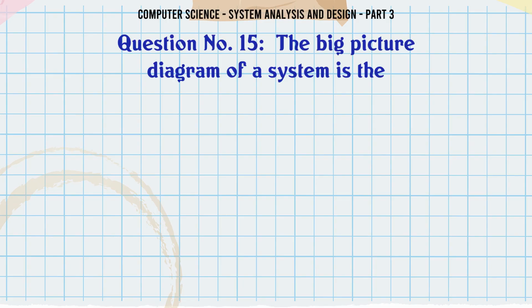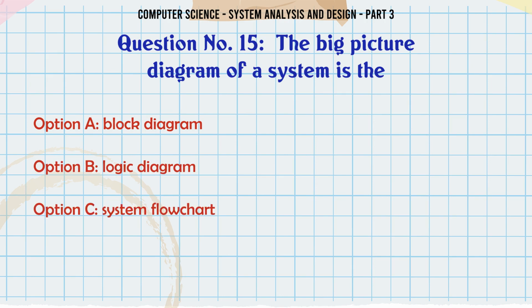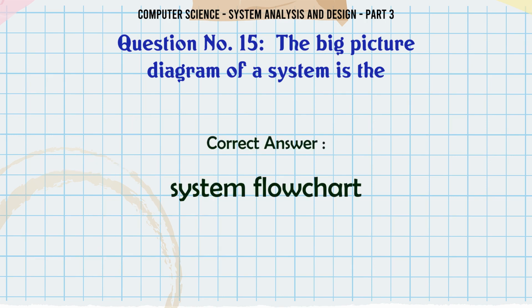The big picture diagram of a system is the: A. Block diagram, B. Logic diagram, C. System flowchart, D. Program flowchart. The correct answer is system flowchart.